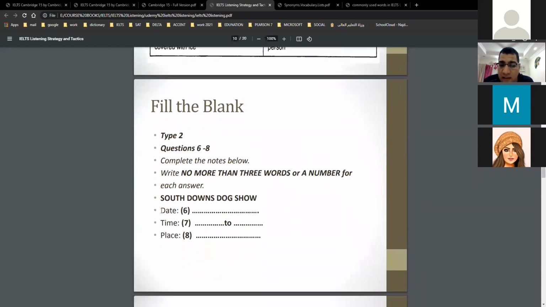Again, look here, date. So you should get ready to hear a date and write it down. Time, you will get ready to hear time, 8 o'clock, 7 o'clock, and write it down. You will get ready to write a place in number 8. Very simple, just be focused on what to do by preparing yourself before the audio file starts.